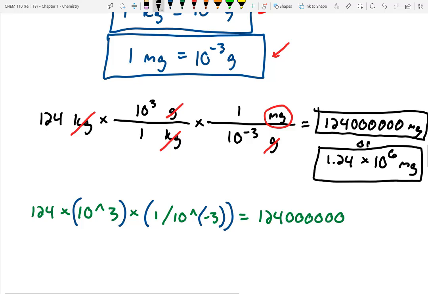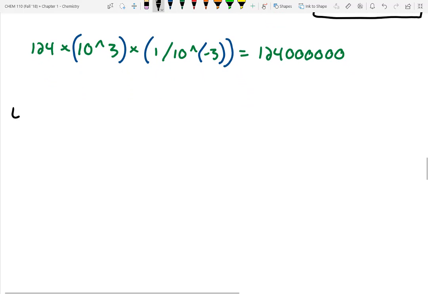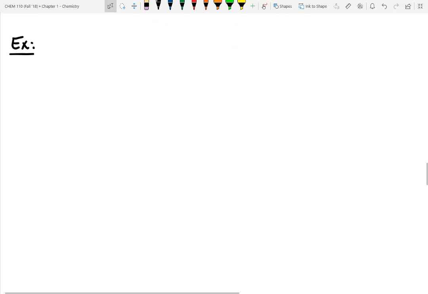How many people want to do another problem like this one? Yeah, these are tricky, so let's do one more. And then we'll do some challenge ones. Let's do 1.54 centimeters. This time we'll go to nanometers. So you may again need to pull unit conversions.